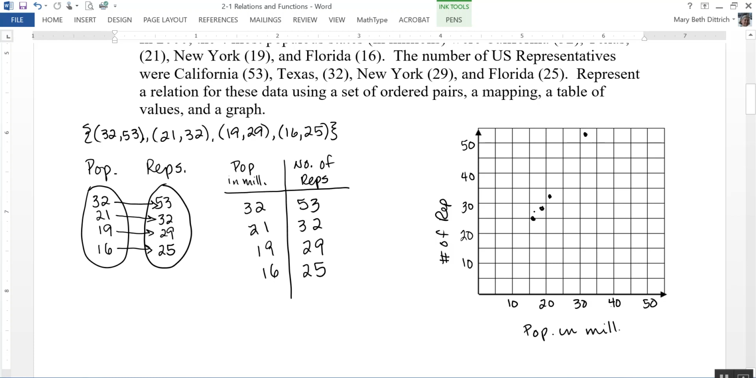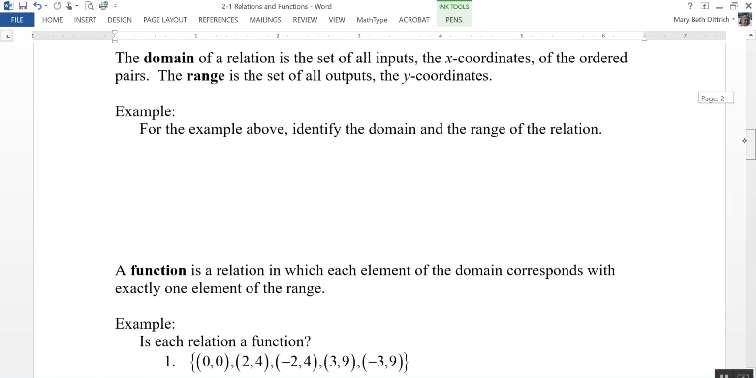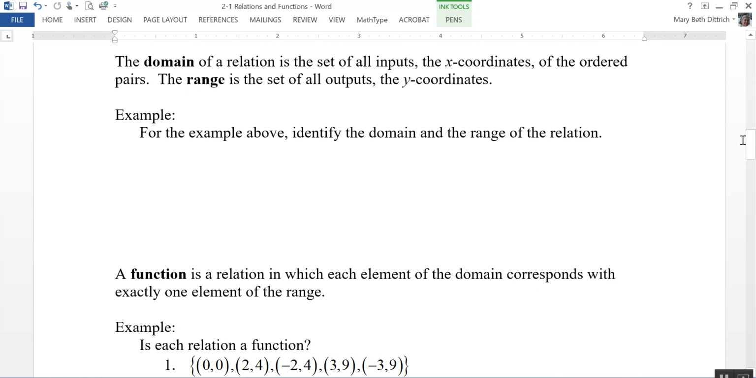Okay? The domain of a relation is the set of all the inputs, or the x-coordinates of the ordered pairs. The range is the set of all of the outputs, or the y-coordinates. The way I remember this is D for domain comes before R, the range, x comes before y.